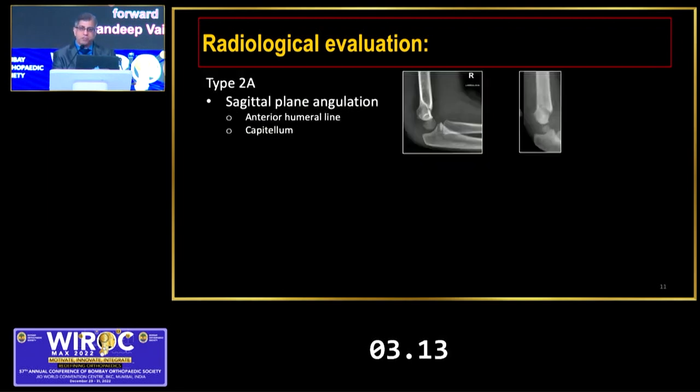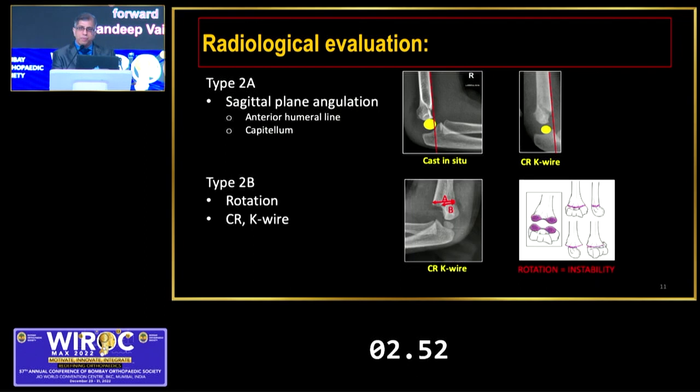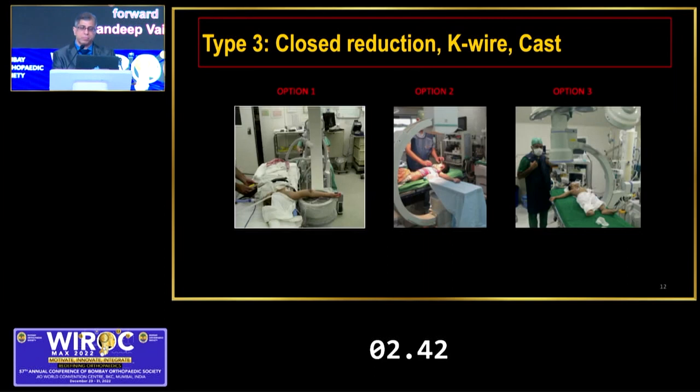Type 2A fractures, you have to assess the magnitude of sagittal angulation, and that is done by looking at the orientation of the anterior humeral line with respect to the capitulum. If the anterior humeral line is intersecting the capitulum, these fractures can be treated with cast in situ. However, if it is completely missing the capitulum, these fractures must be closed reduced and pinned. Type 2B fractures are identified by identifying rotation, which is indicated by differential width of the proximal and distal fragments. All type 2B fractures must be closed reduced and fixed. Finally, coming to type 3 fractures, the gold standard of treatment here is closed reduction, K-wire, and cast.